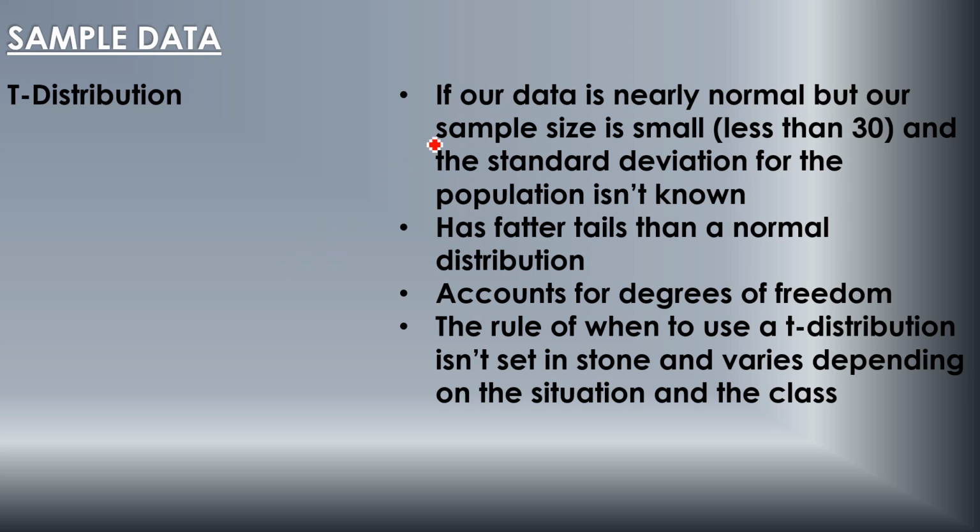So the t-distribution works very similar to the normal distribution or the z-distribution. Our data will be close to normal, but our sample size will be small, okay? And we're going to use the t-distribution again when we don't know the standard deviation for the population.